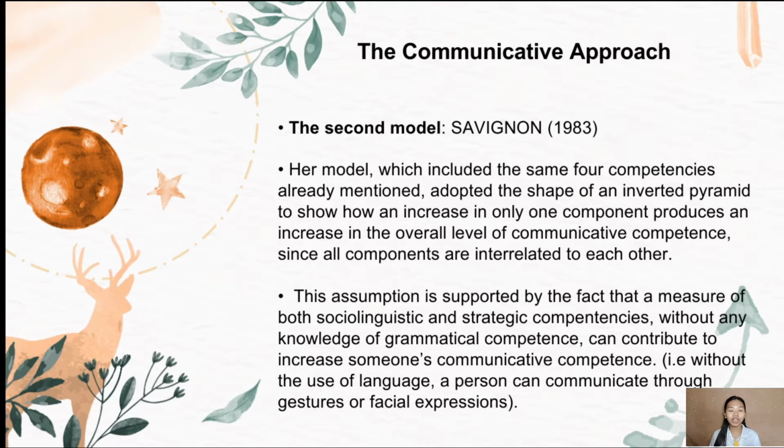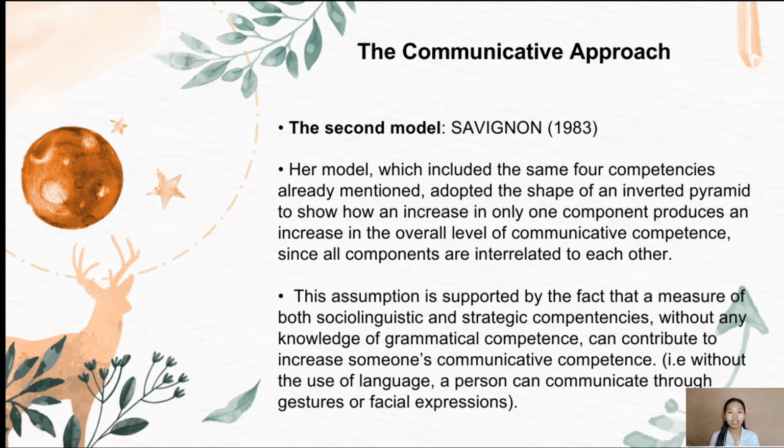So another model came from Savignon in 1983. Her model included the same four competencies already mentioned, the grammatical competence, sociolinguistic competence, and the like, those four. It adopted the shape of an inverted pyramid to show how an increase in only one component produces an increase in the overall level of communicative competence.